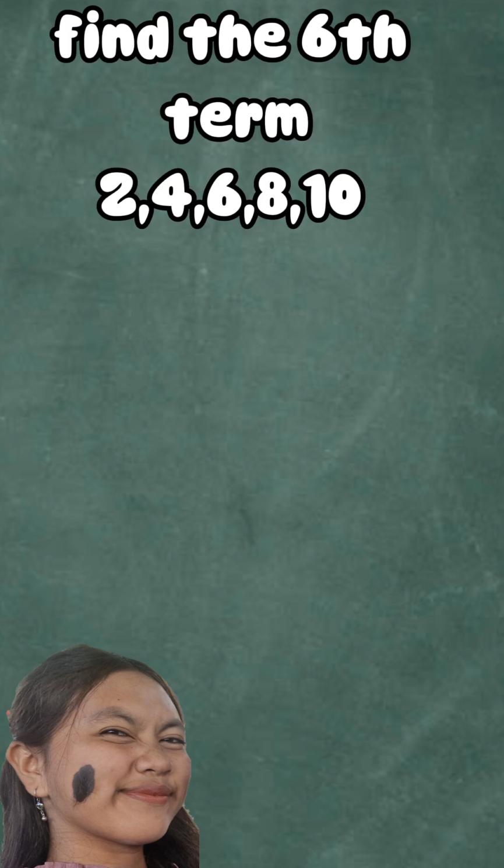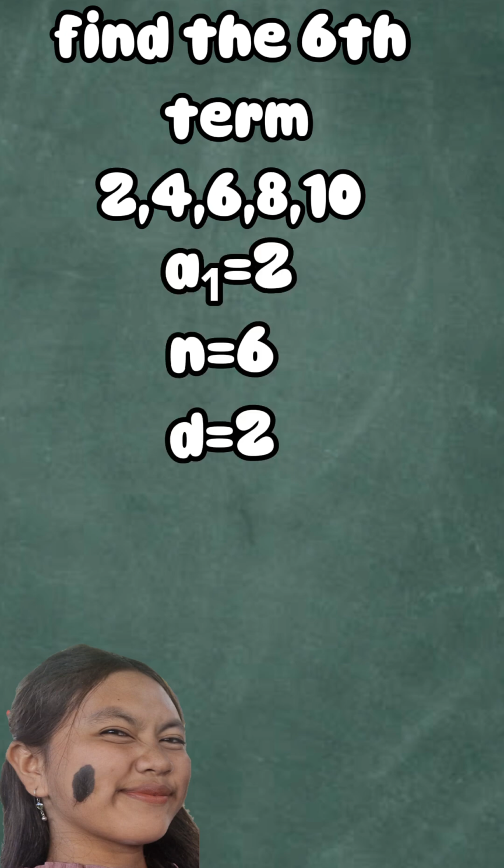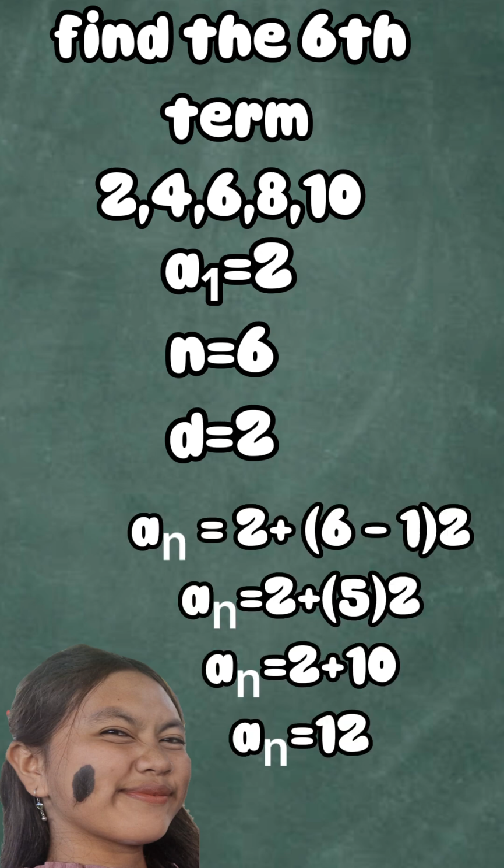Let's have an example. Find the sixth term of the sequence 2, 4, 6, 8, and 10. By using the formula a_n equals a_1 plus (n minus 1) multiplied by d, we have to find first the given. a_1 is equal to 2. n is equal to 6 because we're finding the sixth term. d is equal to 2, which represents our common difference.